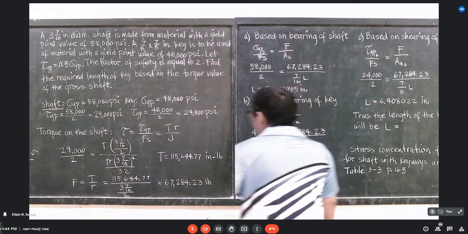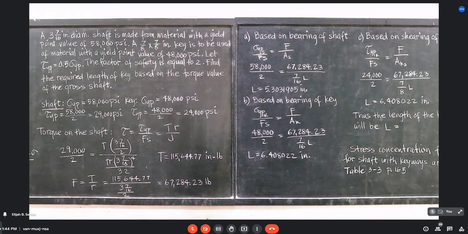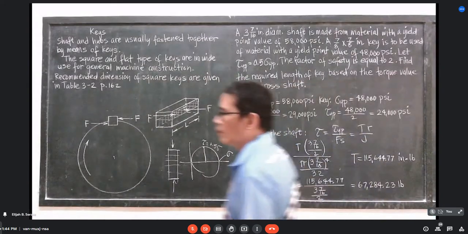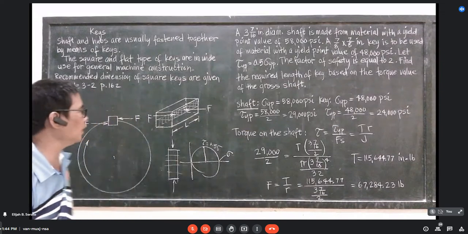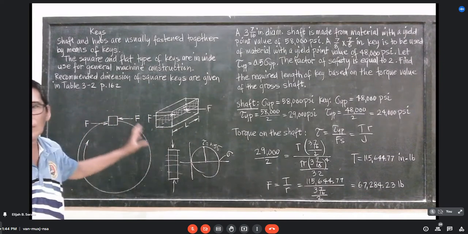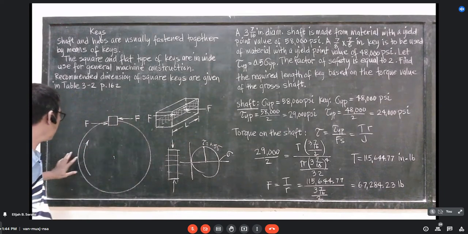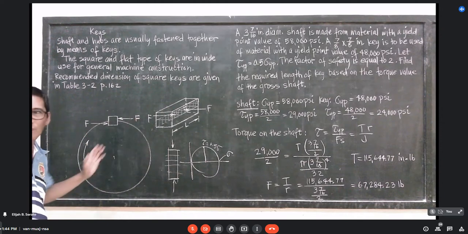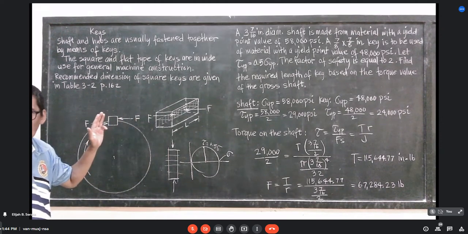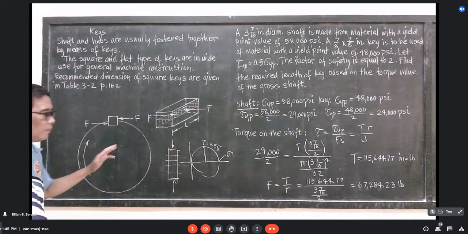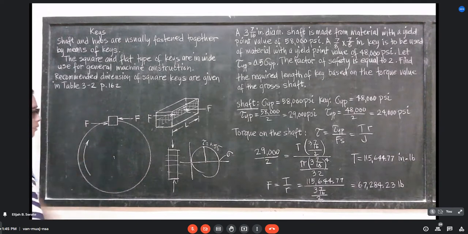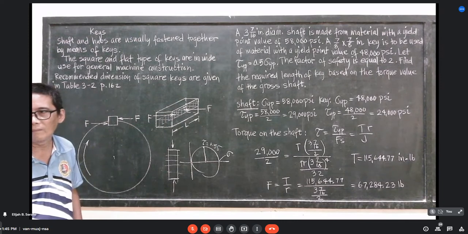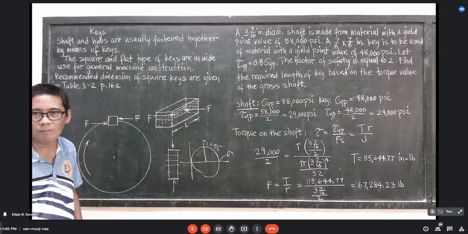Next is the shearing of the shaft. Go back. Shearing of the shaft. Actually, there are only two parts here: the shaft and the key. The hub is not being mentioned. If it has been mentioned, probably we'll also analyze the bearing of the hub. But it's not here, it's only the key and the shaft. So the question here is, what is the stress area? Shearing stress of the key.